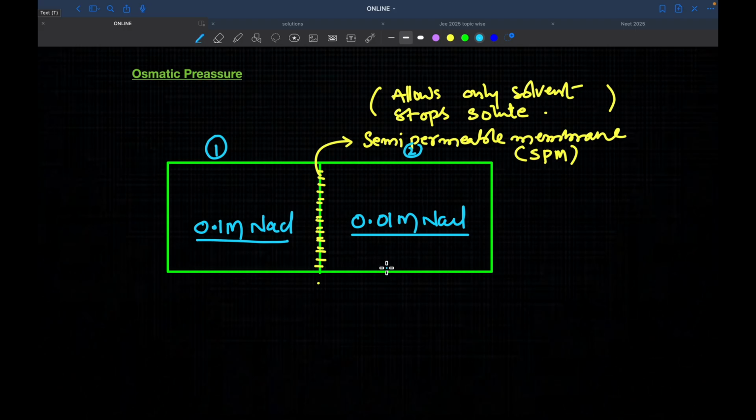Tell me, indirectly we have separated two NaCl solutions having different concentrations with a semi-permeable membrane. We know that it allows only solvent. Generally we use water as the solvent, water only, unless it is said otherwise, right? Now tell me, is water going to flow from chamber 1 to chamber 2 or chamber 2 to chamber 1?